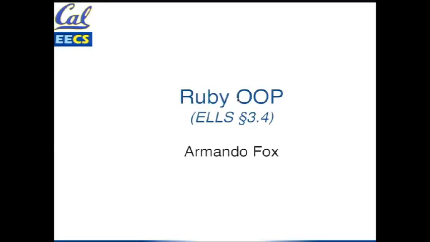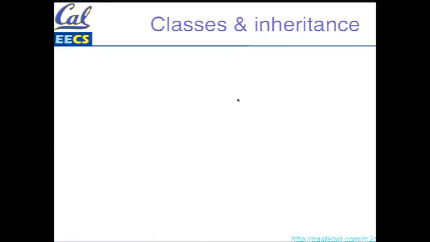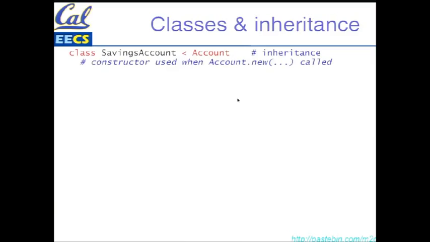And talk a little bit about OOP in Ruby. And I think it's easiest in this case to just walk through an example of how you do simple classes in inheritance. So we're going to define a new class. It's going to be for a bank savings account, and it inherits from Account. That's what the less than notation means.